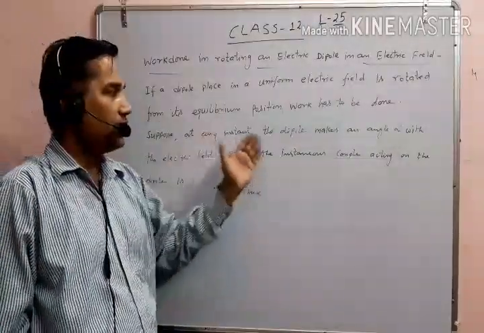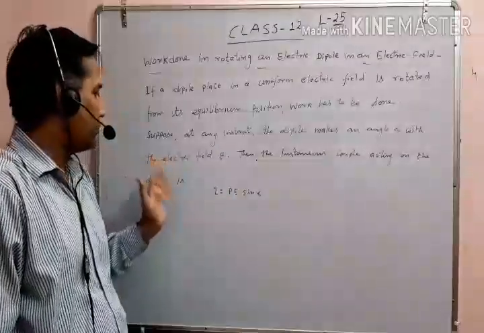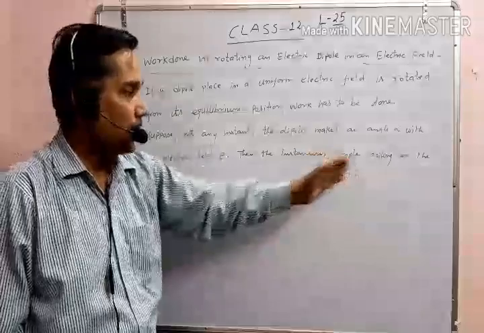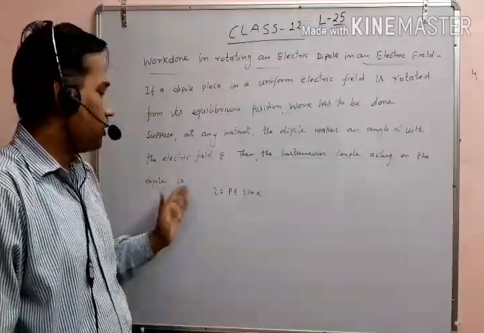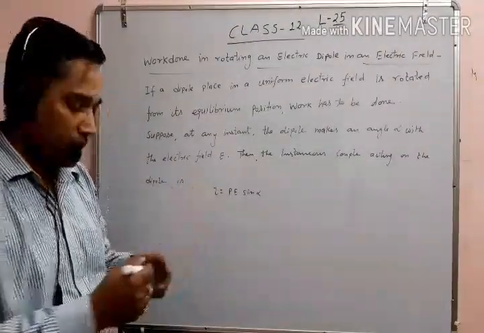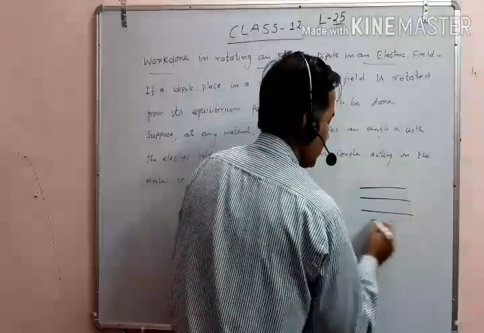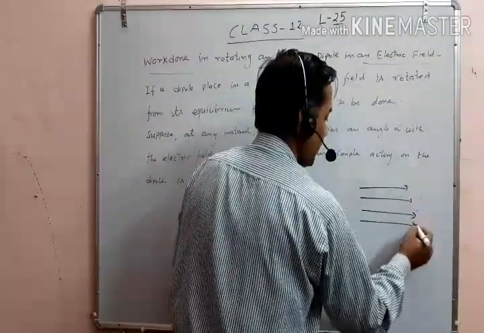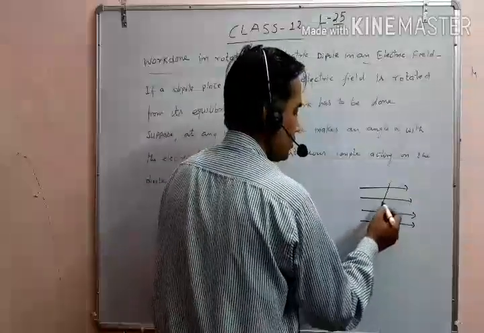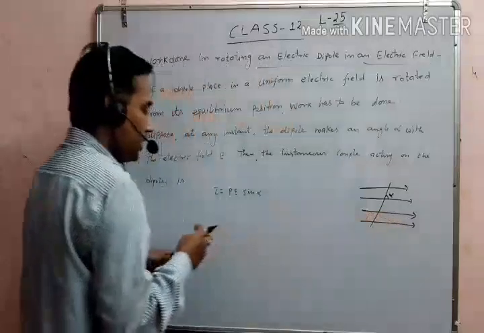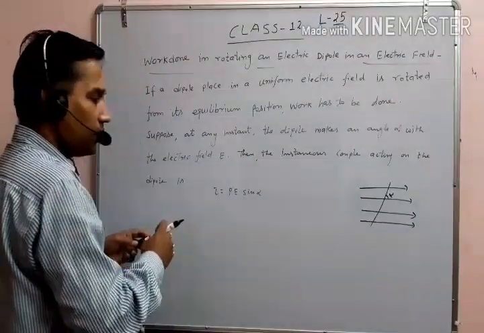Suppose at an instant the dipole makes an angle alpha with the electric field E. Then the instantaneous couple acting on the dipole is tau. Suppose the electric field direction is this one, and the dipole position is this one. So the angle generated here is alpha. Now tau is equal to P E sine alpha.